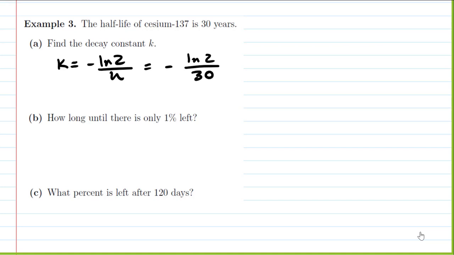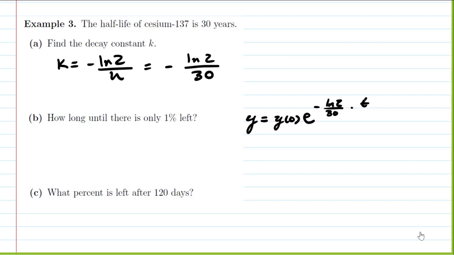And we want to know, well, how long until there's only going to be 1% left. So let's write out our equation. So we're going to have y equals y of 0 times e to the k, which is the negative natural logarithm of 2 over 30, times t. So we want to know, well, how long until there's only 1% left? Well, we have y naught in our equation, and we weren't actually given an amount in this problem. We were only given percents.